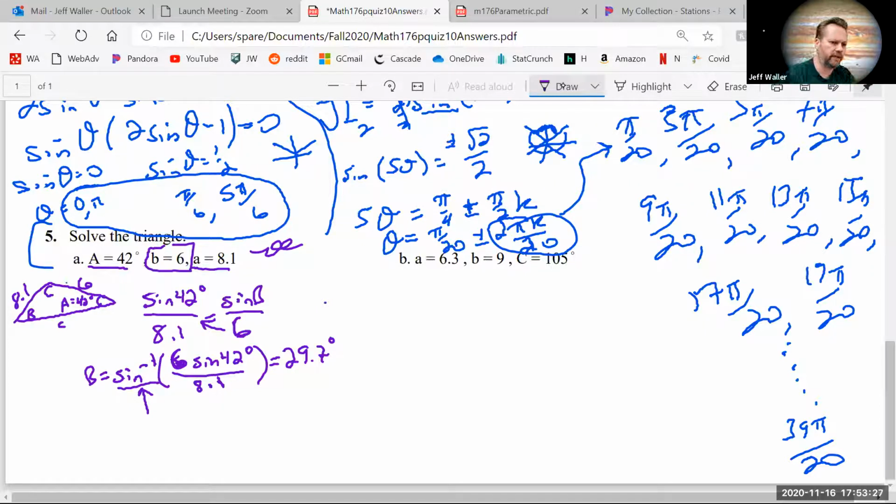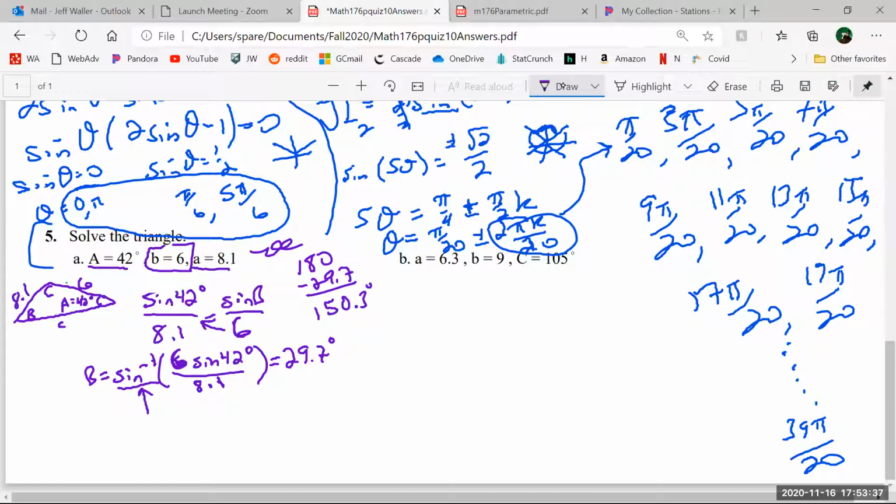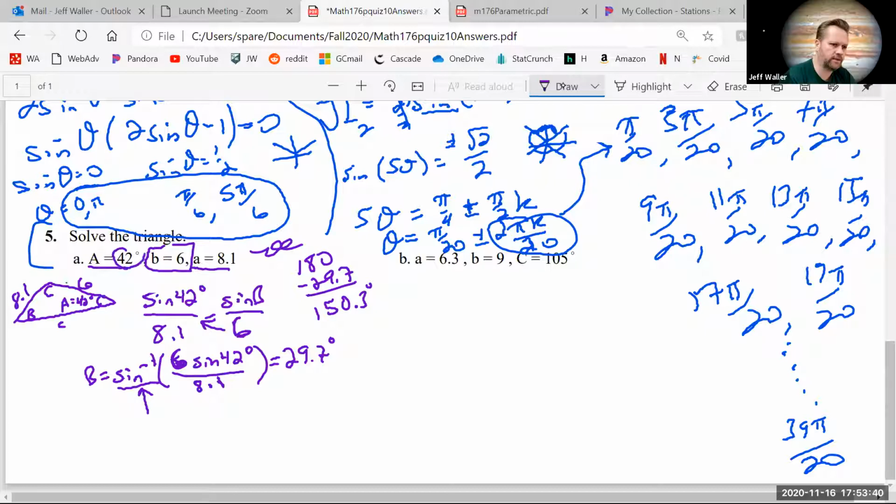But like you pointed out, if I do 180 minus 29.7, you get 150.3. Is that right? Yes. And that, of course, can't exist alongside 42. So then you go, oh, thank God, there's only one triangle possible. So what is it we still have to figure out?